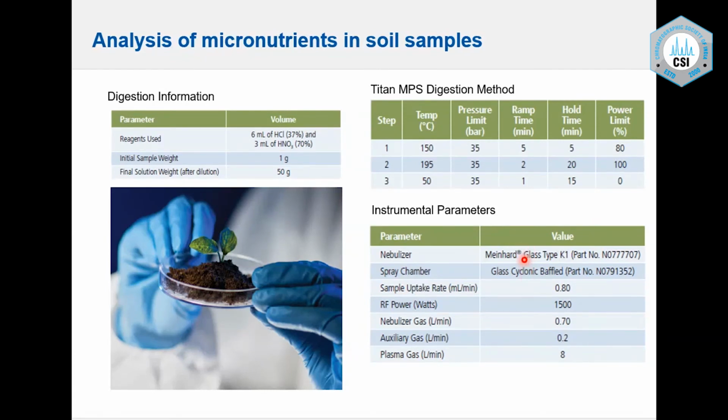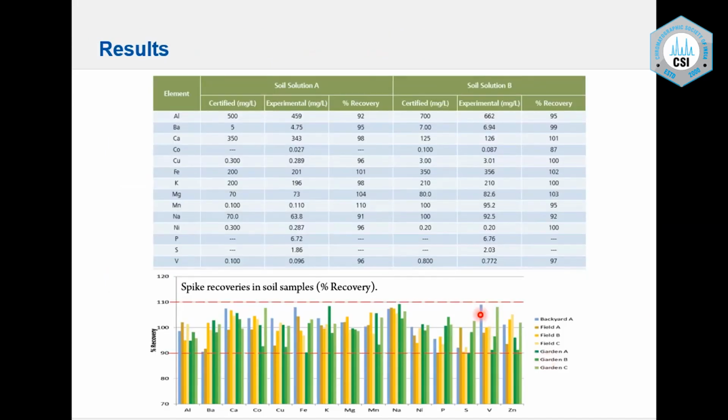It was done with a Meinhard nebulizer and a glass cyclonic spray chamber. These are the plasma parameters that were used. In ICP-OES, argon is a consumable, so we need to set the argon gas flow in the software and ignite the plasma, and your plasma should be robust. Accordingly, you may have to optimize the plasma parameters. This is what you get in ICP-OES: you are able to do multiple elements in a single run, from lower to higher concentrations. You can see the value of aluminium is 500 ppm, barium is 5 ppm, and copper is 300 ppb.